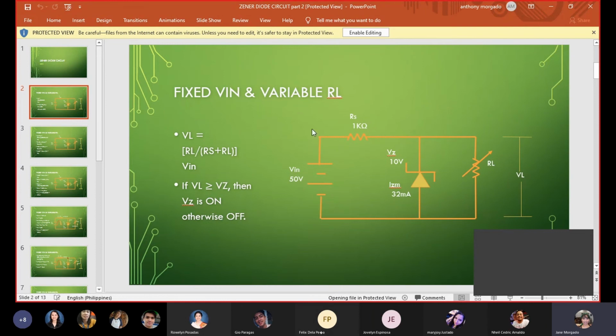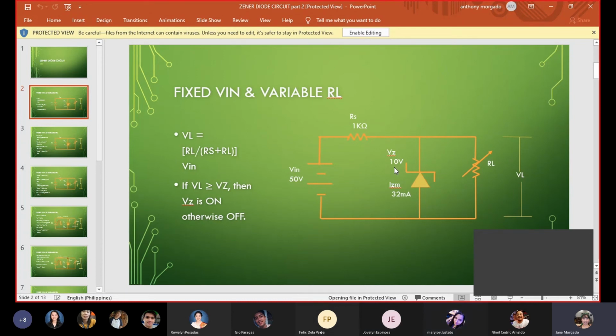Okay. So, with fixed V in and variable RL, hahanapin natin yung value ng RL such that the Zener diode will be on. Para mag-on si Zener, dapat ang voltage across RL should be at least equal to VZ, at least equal to 10 volts. Tama ba? Yes po. Okay. So, yun ang hahanapin natin.